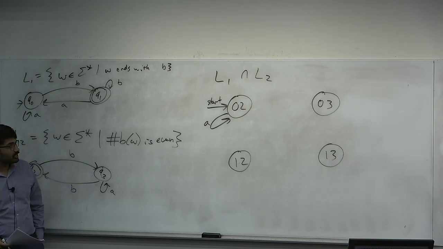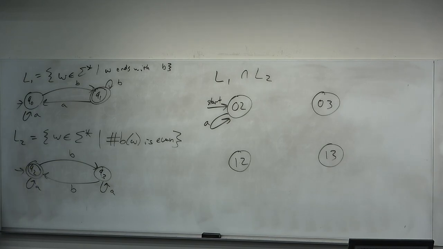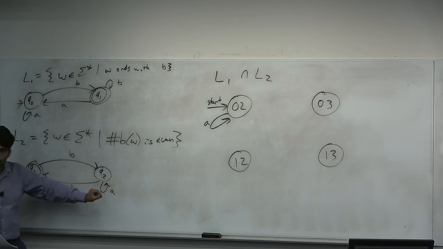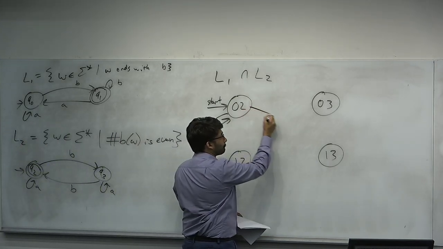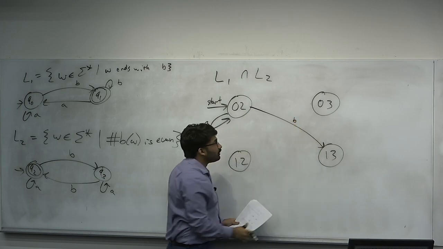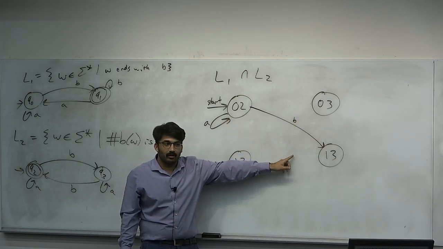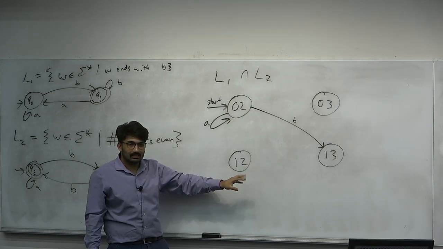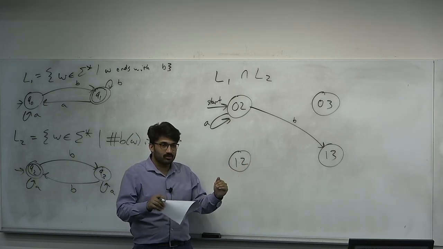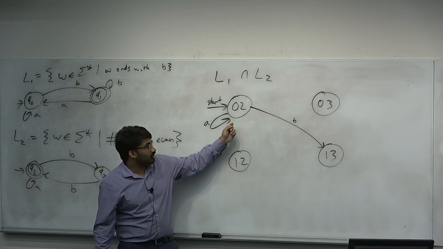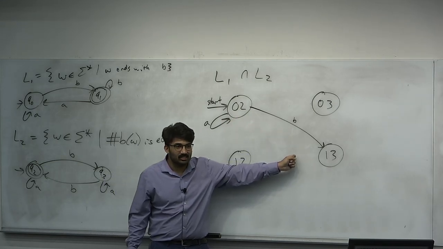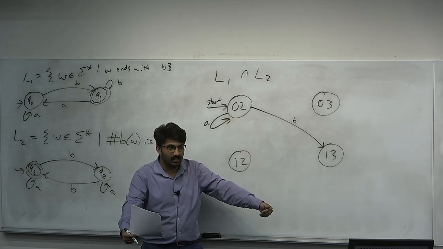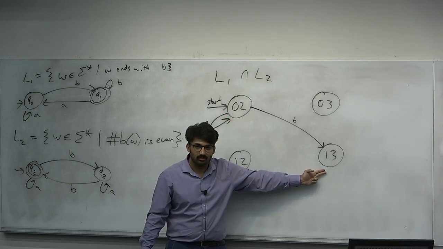Now, if you're in 0,2 and you see a B, where do you go? 1,3. Why? Because here, from Q0 on B, you go to 1, and from Q2 on B, you go to 3. So when you see a B in 0,2, you go to state 1,3. Notice this is one transition, but because we have the product of the states, it's still a finite state machine. It's pretending it went from two DFAs, one state to one state: 0,2 to 1,3, one transition, right?